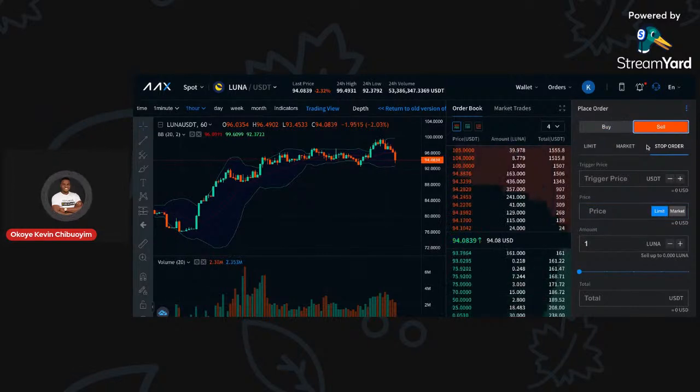But some people use it while buying. In this case, I must have bought Luna at, say, the current price. So with stop limits, what does it mean? It means that I want to sell when the market goes below my entry point. So this is the trigger price.